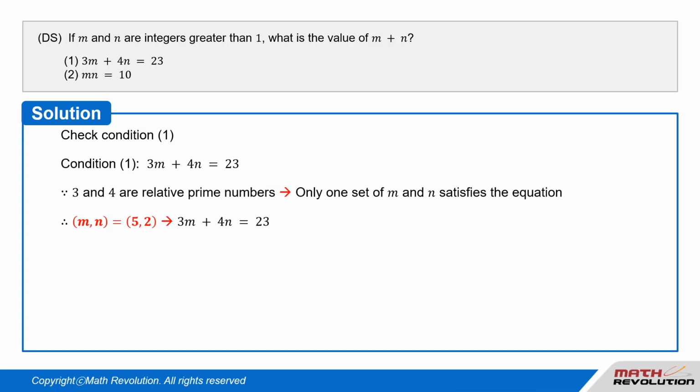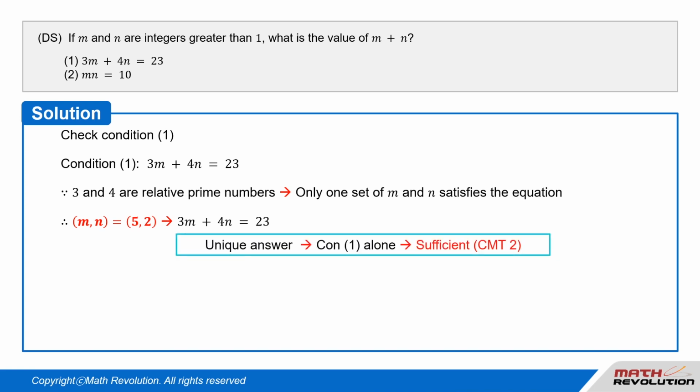Condition 1 tells us that 3 times m plus 4 times n equals 23. Now 3 and 4 are relative prime numbers, so only one set of m and n will usually satisfy the equation. When we look for the values, we find that only m, n as 5, 2 satisfies the equation 3 times m plus 4 times n equals 23. This condition has a unique answer and so is sufficient by CMT2, which states that the number of answers must be 1. This is a 50 to 51 level question.